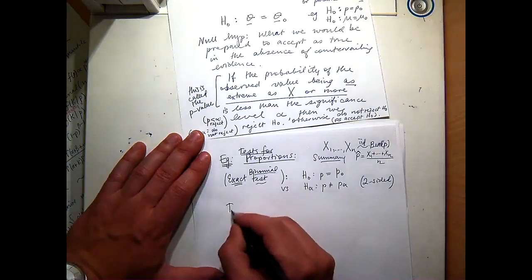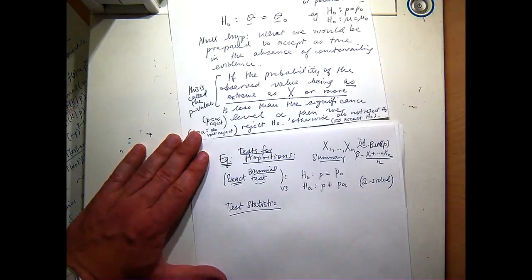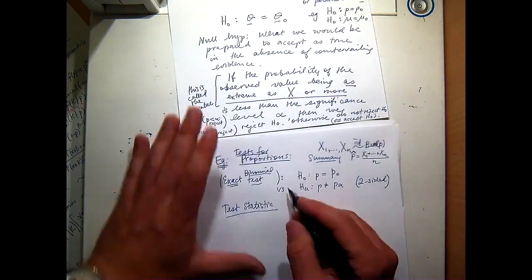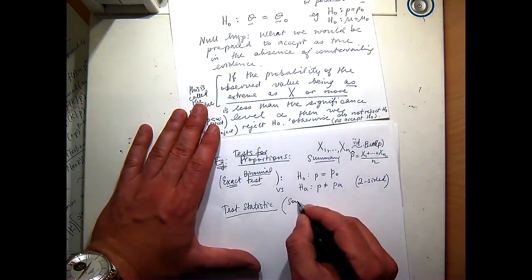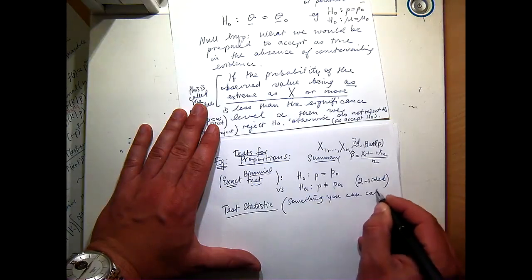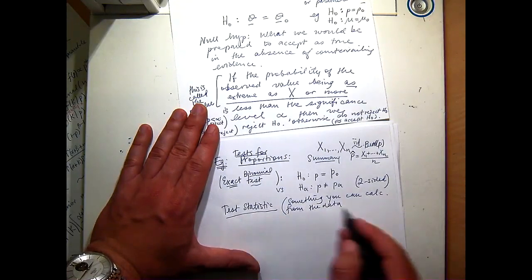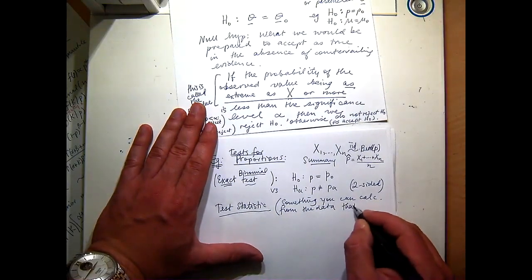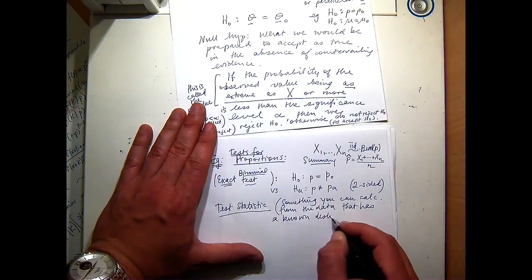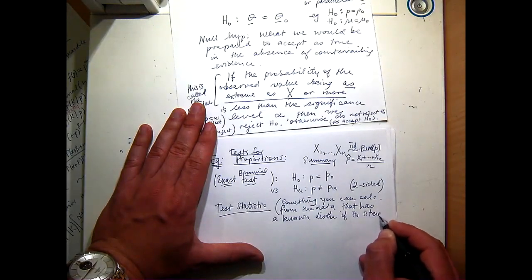The test statistic, now this is not the same as the pivotal value that we talked about before, but it's often related. The test statistic is something you can calculate from the data and the null hypothesis. So in general, something you can calculate from the data. So this is the general meaning of what a test statistic is. That has a known distribution if H0 is true.